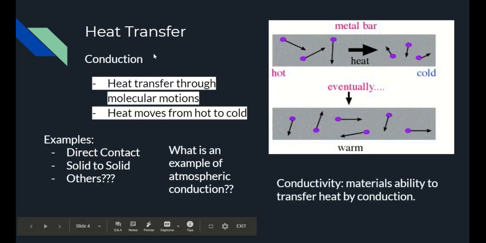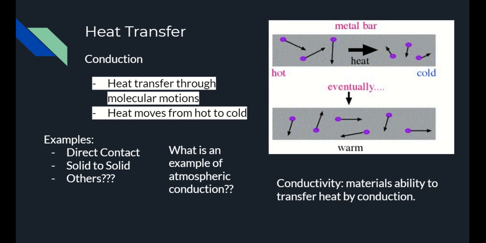Okay, so heat transfers through molecular motions. Heat moves from hot to cold. This is conduction. Conduction is where you have two objects literally touching one another. So your hand touching the desk, that is conduction. Direct contact, solid to solid. So conduction is when you have your hand touching the desk.